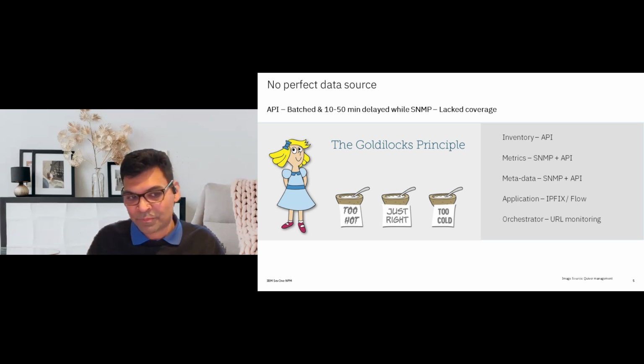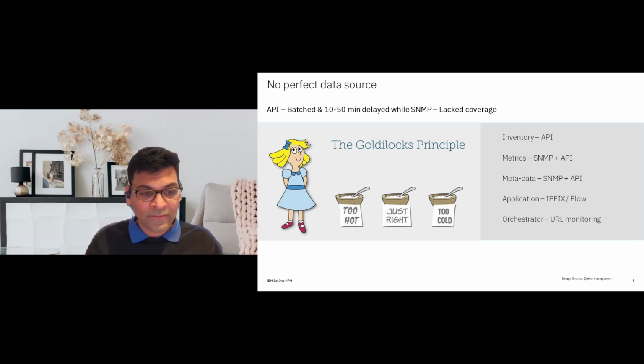So that's one of the key aspects to think about. So talk about the Goldilocks principle. Everything is either too hot or too cold. So we've kind of found the just right solution. What do we do? Right, we get the inventory, we connect to the orchestrator, we get the inventory.